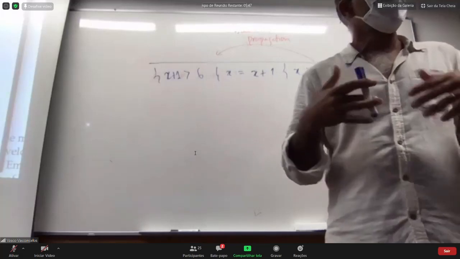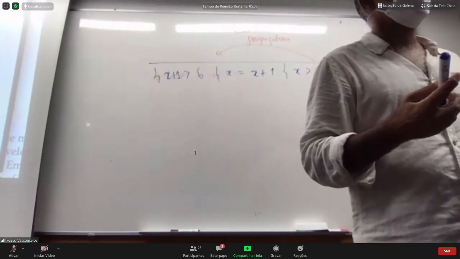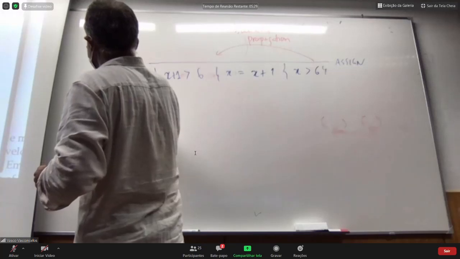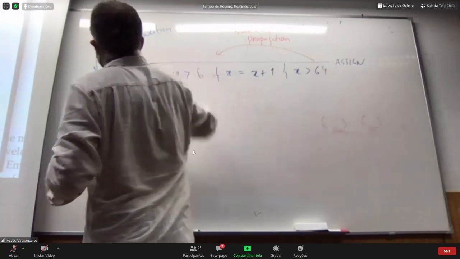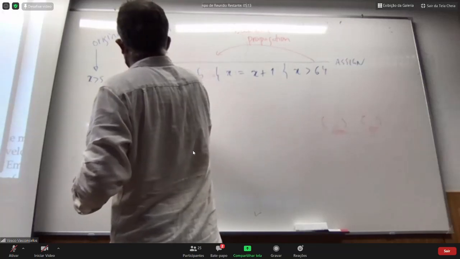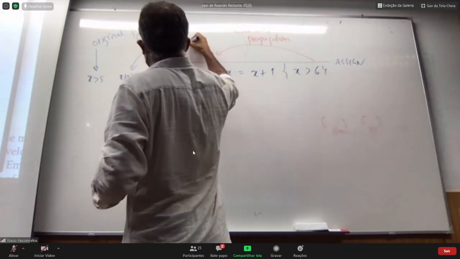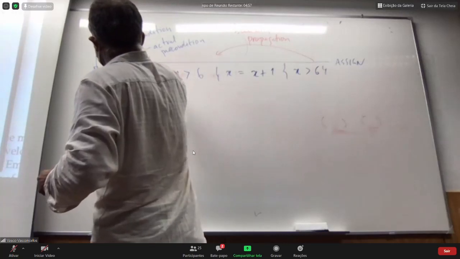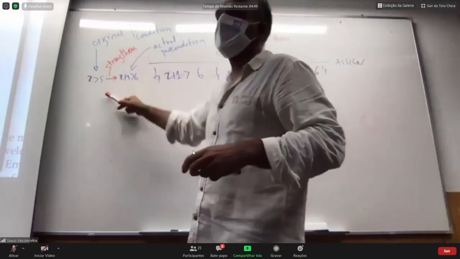Can you deduce this? By knowing that x is greater than 5, can you conclude that x plus 1 is greater than 6? Obviously yes, by simple properties of arithmetic. So you strengthen your precondition, because the precondition that you really have is x greater than 5. This is the original precondition. But the actual precondition is this one, x plus 1. So what you have to do is to strengthen, to make it stronger. This one is stronger than that. In fact, they're equivalent.